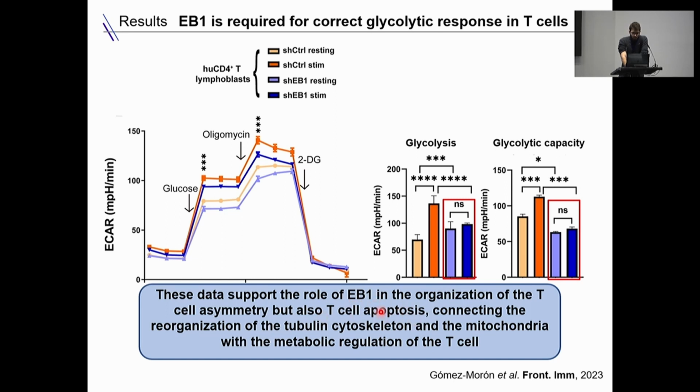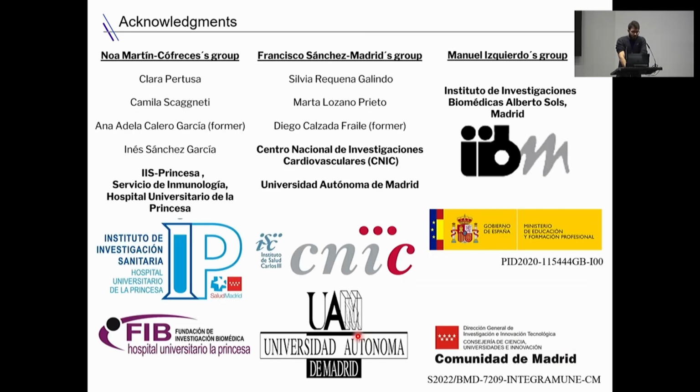So finally, the conclusion of this work is that EB1 is regulating the organization of the immune synapse and the apoptosis, and this is because it connects the reorganization of tubulin cytoskeleton and mitochondria with the metabolism of T cells.